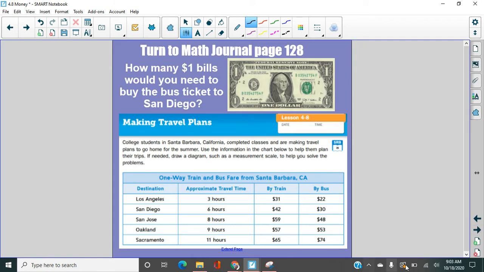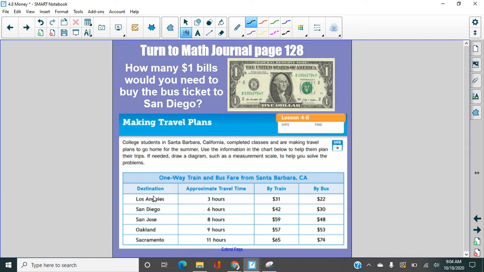And let's talk about this table here, right? College students in Santa Barbara, California completed classes and are making travel plans to go home for the summer. Okay, got that in your mind? Kids after college, they go home for the summer a lot of times. Use the information in the chart to help them plan their trips. If needed, draw a diagram such as a measurement scale to help you solve the problems.